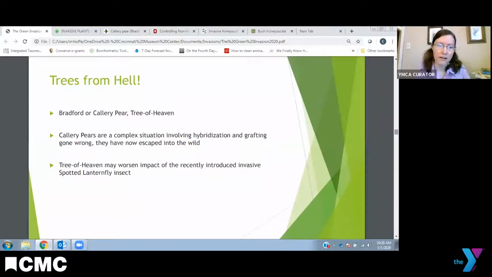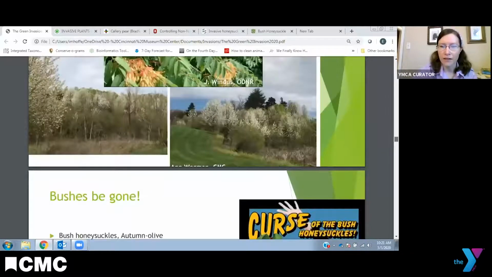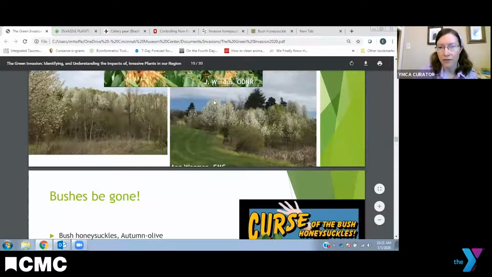Okay. Now we're going to talk about some trees themselves, trees from hell. So you have probably seen or heard of the Bradford or Callery pear. I should just skip down so you can see the photos of them. Okay, so here are the Callery pear trees. They are the white ones here. They have a fairly distinctive, symmetrical Q-tip-like shape, it's been described as, or a teardrop shape.